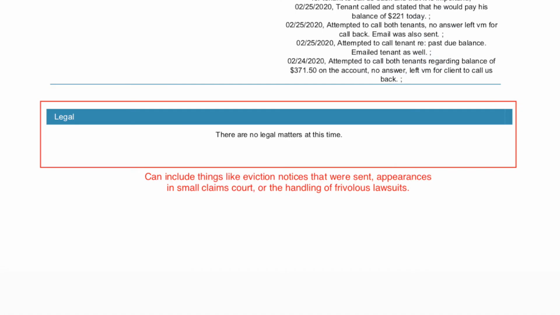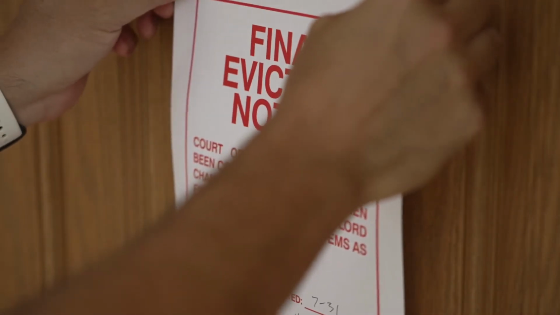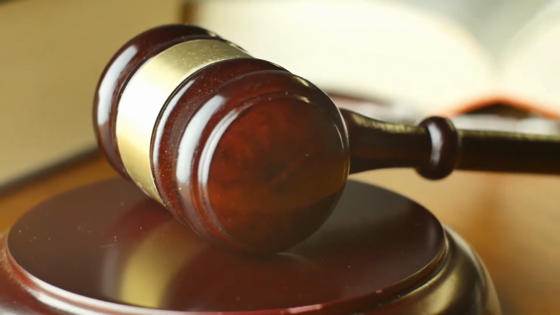Legal. This last section of the executive summary will give you updates from any legal action that is occurring at your property. Now, this could include eviction notices that were sent to tenants, appearances in small claims court, or the handling of any frivolous lawsuits.